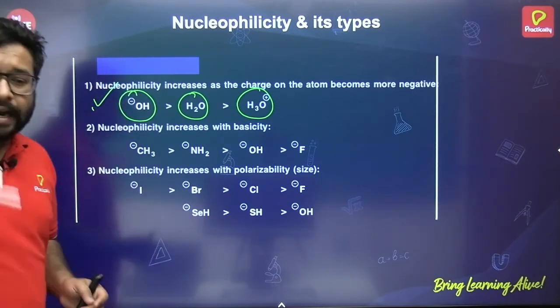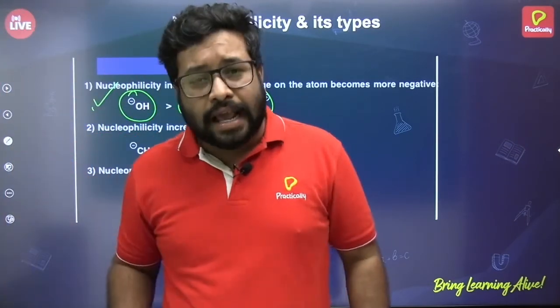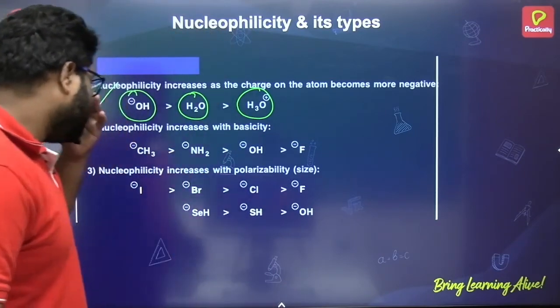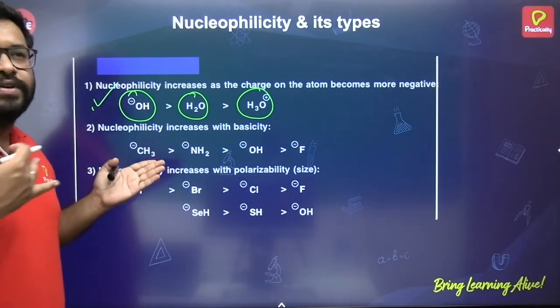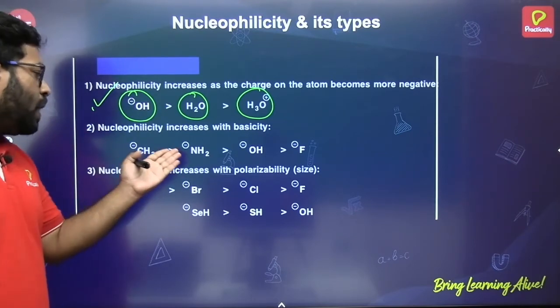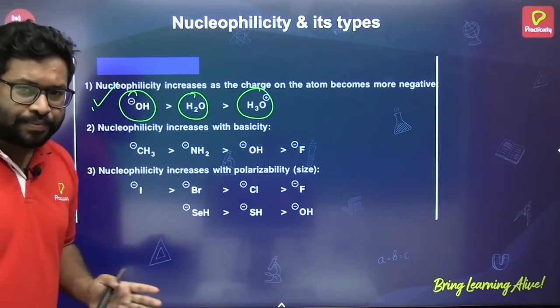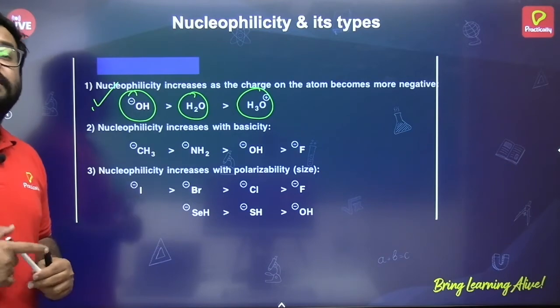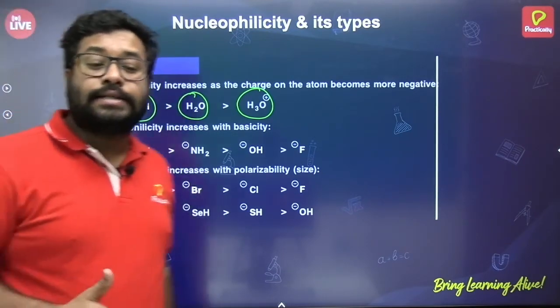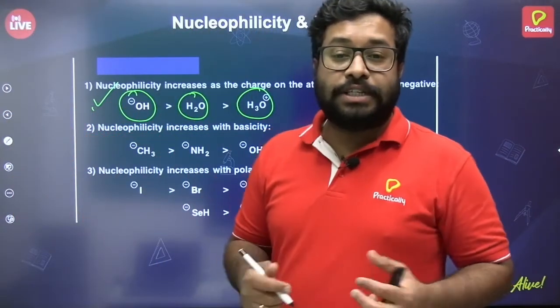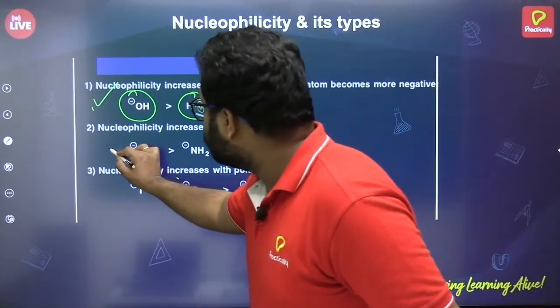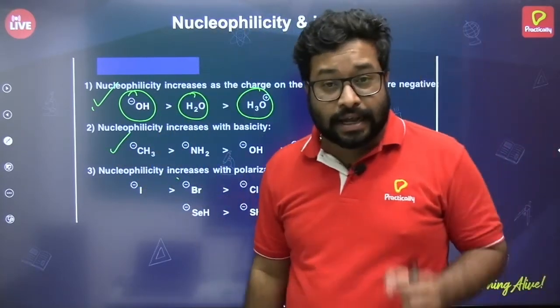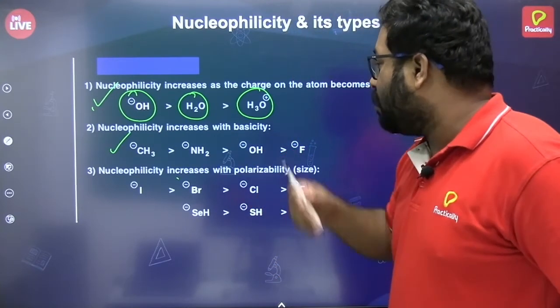Secondly, nucleophilicity increases with basicity. This we had already seen. CH3 minus, if we convert it into its conjugate acid, is CH4; then NH3, water and HF. Out of these four, which is the weakest acid? The weakest acid is methane. Since methane is the weakest acid, its conjugate base CH3 minus is the strongest, and that is why the nucleophilicity order is like this.